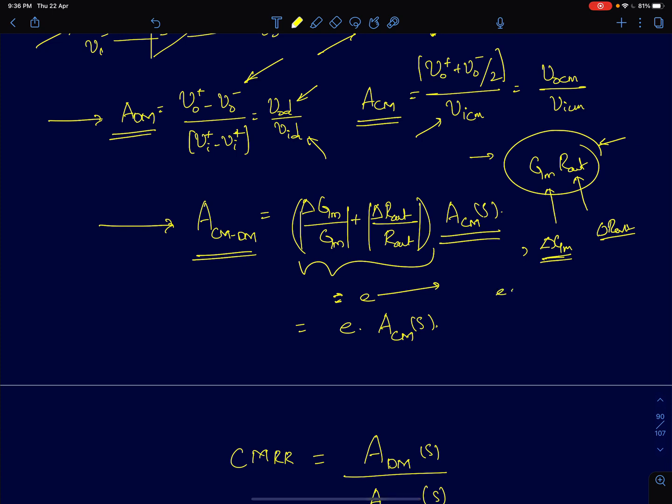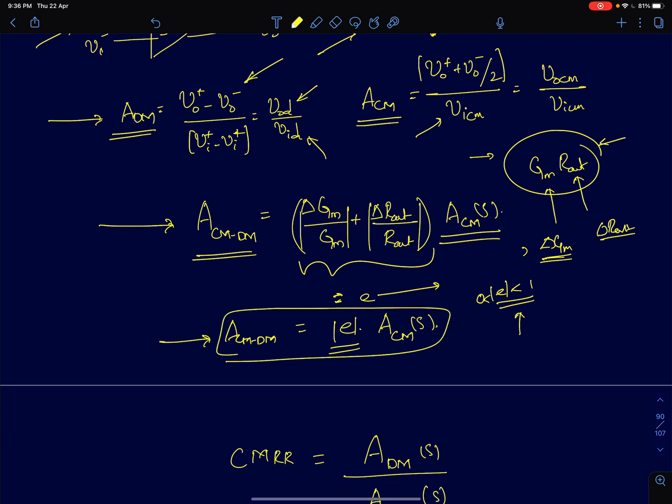So the error will obviously be a number always less than 1 and very close to 0. I am going to represent mod of E to say that it's always a positive quantity, but it is less than 1. So ACMDM, the differential mode gain for common mode inputs, can be represented as a product of the error, the fractional error because of asymmetries, times ACM, the common mode gain.